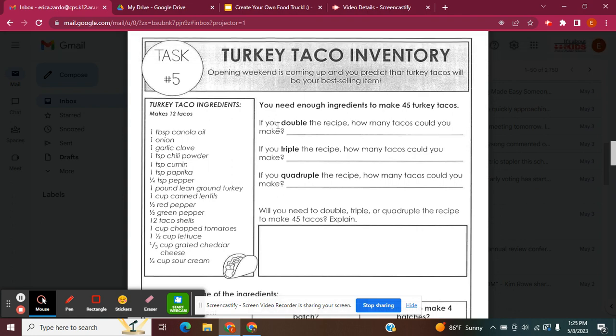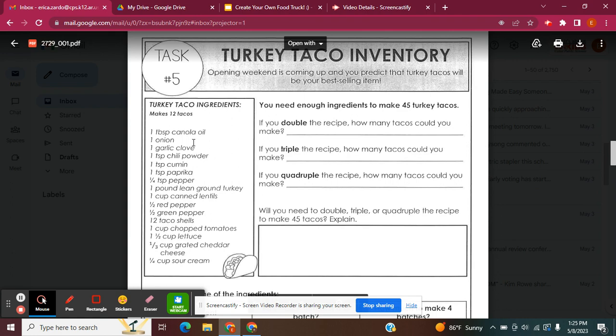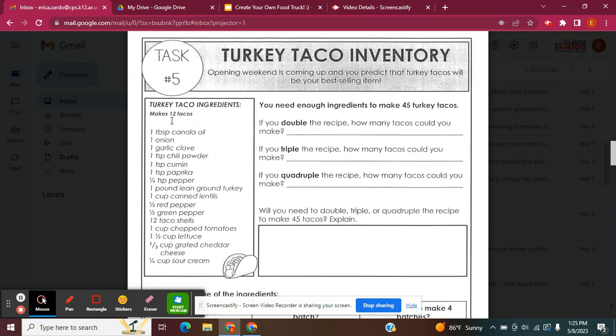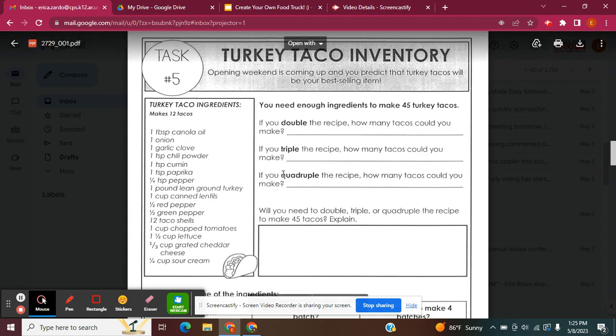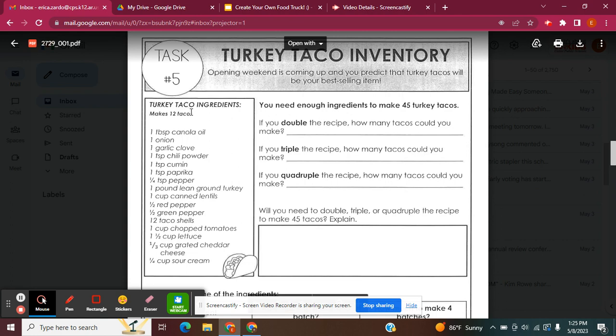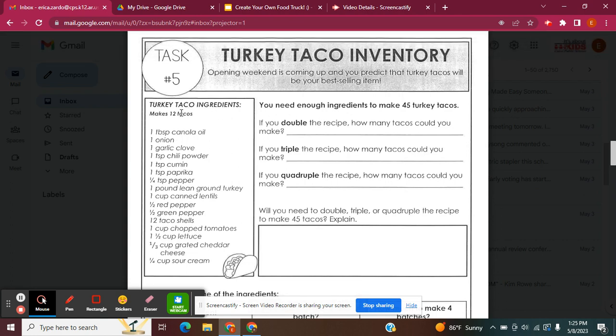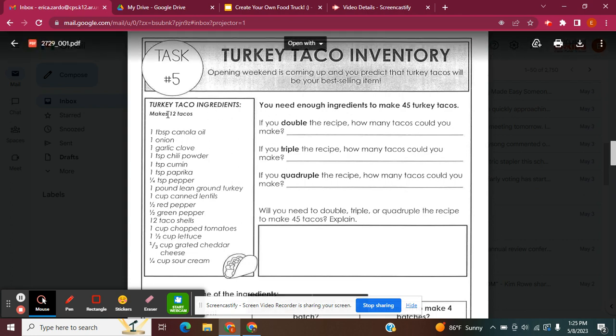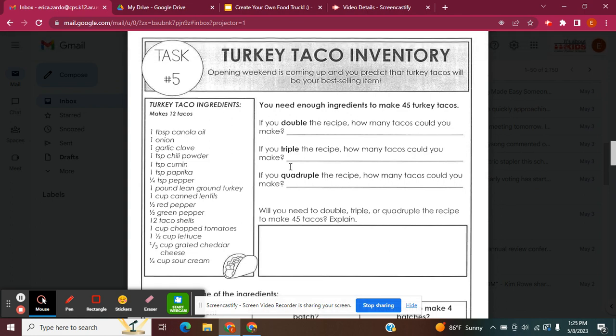If you double the recipe, how many tacos could you make? So if you were to do this recipe twice or double it, how many tacos would it make? What about if you triple it? What about if you quadruple it? And quadruple it means do it by fours. So if you were to make this recipe 4 times, how many tacos would it make? So essentially 12 times 4.